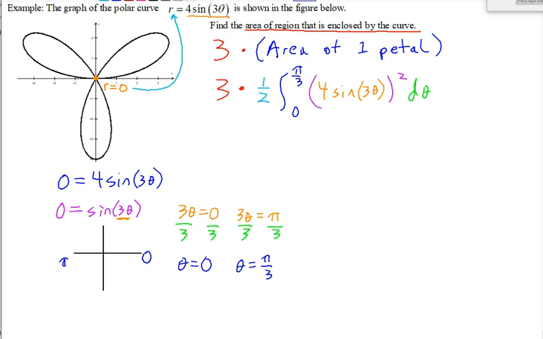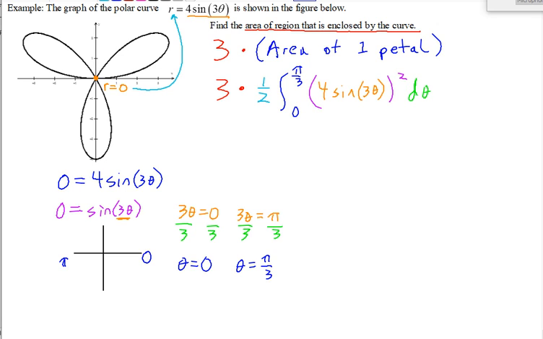You can see the next time, if we kept going here, the next time sine of 0 is at 2 pi. So if we said 3 theta equal to 2 pi, and we got 2 pi over 3, that's the other one, then we can go from pi over 3 to 2 pi over 3, that'll give us our next petal, and so on. But we really just need one of the petals. So here's where we can enter this in our calculator.